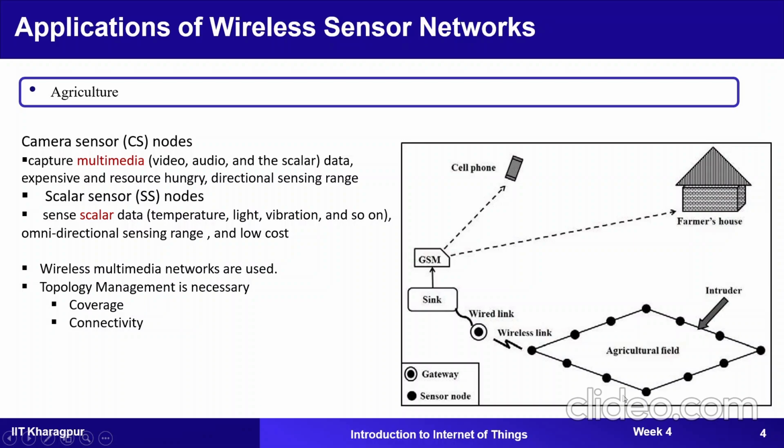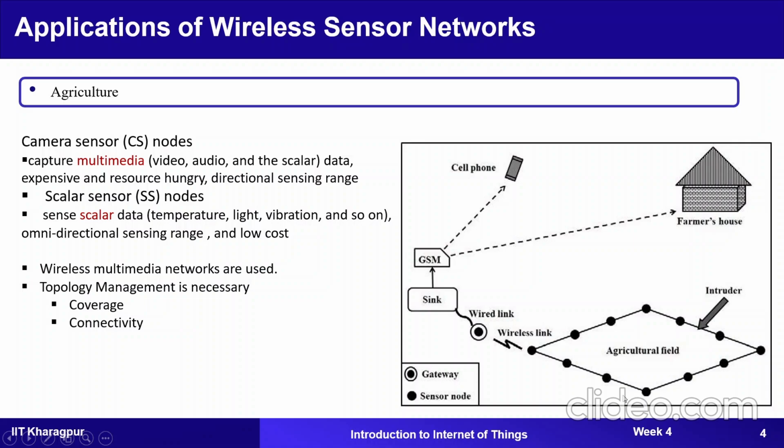Now there is one prototype which was developed with the help of wireless sensor network for your agriculture domain. The name of the prototype is AID. So this prototype is using two types of sensors in order to detect whether there is some intruder getting into your fields or not.